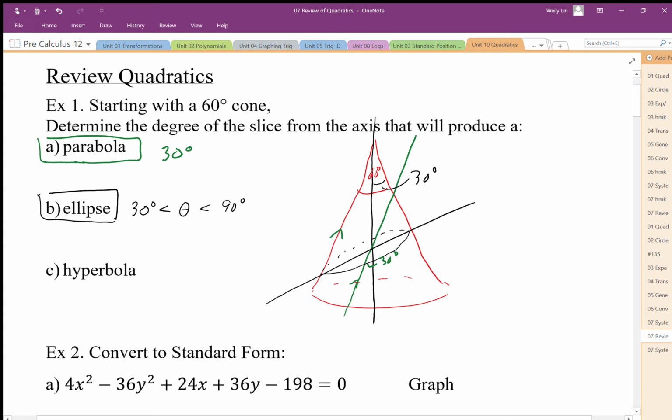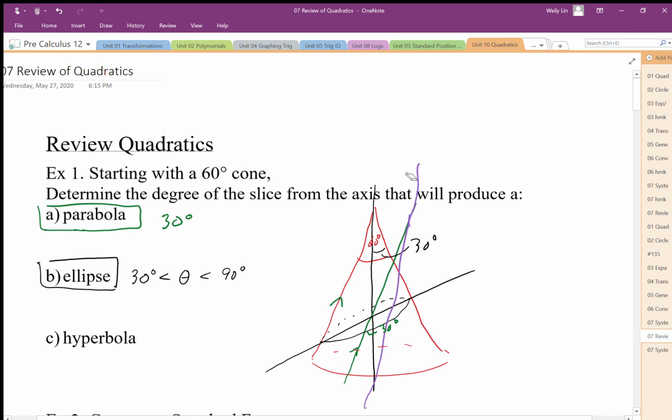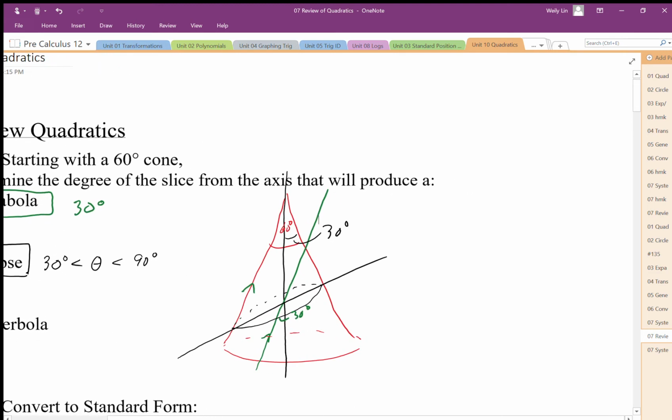For the hyperbola, this is going to be a little bit hard to show with all these lines, but maybe I'll do this in purple. For the hyperbola, we need to go in the opposite direction. As I increase my slice this way, or decrease the angle, or make it more parallel, it's going to slice through the top of the cone. So maybe I'll just draw a separate picture here for the hyperbola.